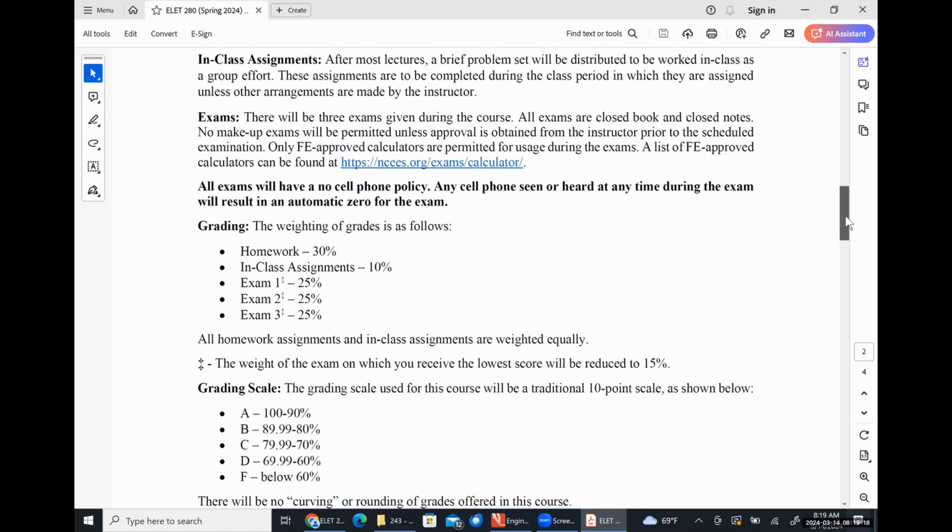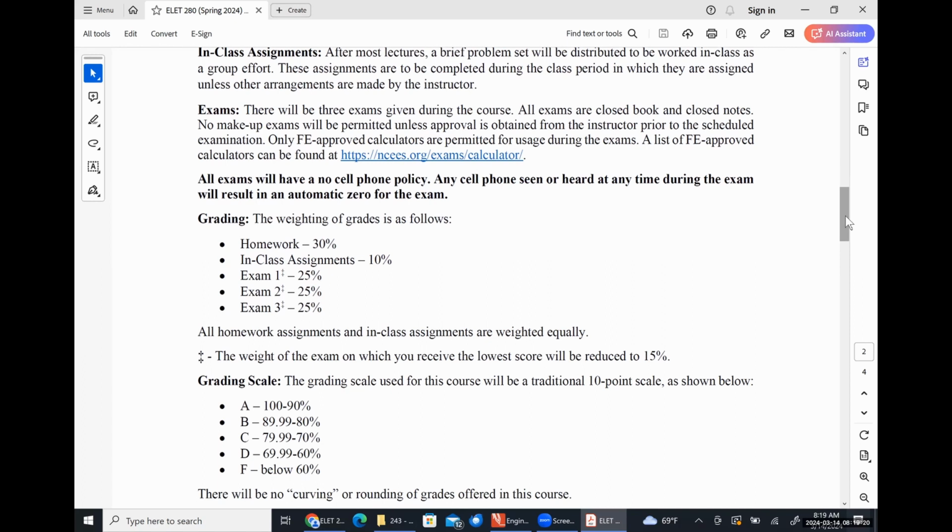Here is how the grades break down in this class. So the homework is worth 30%. The in-class assignments are worth 10%. Exams 1, 2, and 3 are worth 25% each. And then the weight of the exam on which you receive your lowest score will be reduced to 15%, meaning that you can have one bad test and it won't hugely impact your grade.